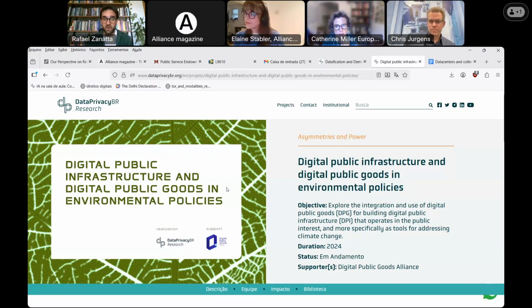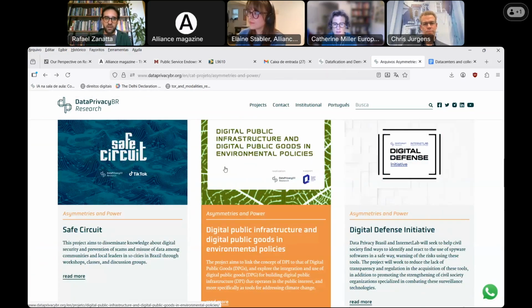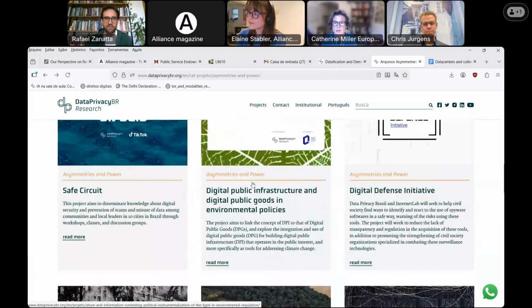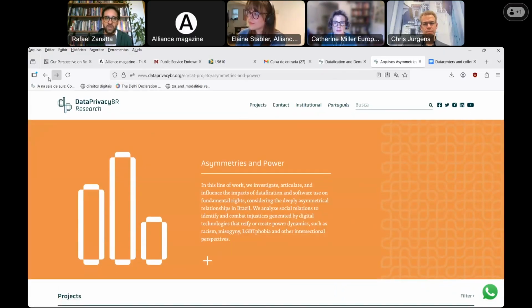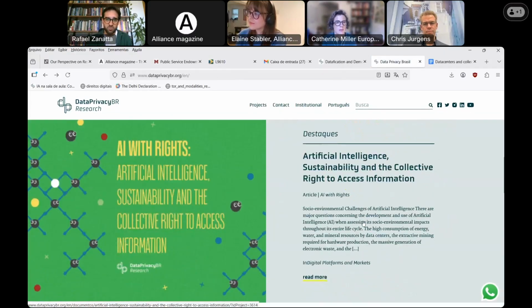Brazil has been supported by the government of Norway and Denmark and others to invest in those climate DPIs, so to speak. So this is a very strong agenda for the next years. And finally, I would just point to the fact that regarding AI and investments in data centers, we have been defending a very strong position on collective rights to access of information.